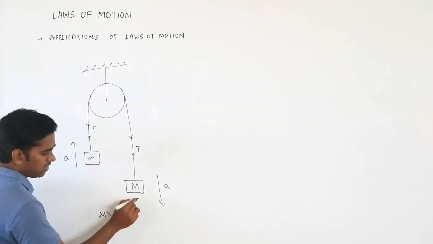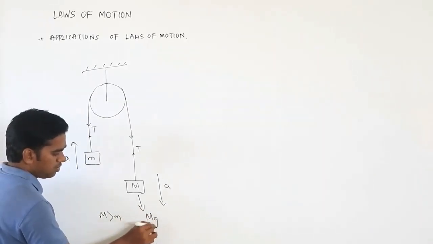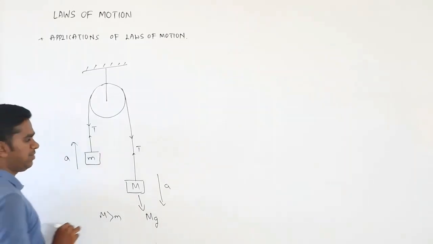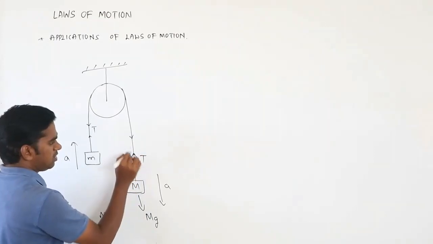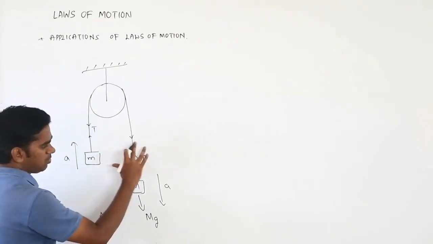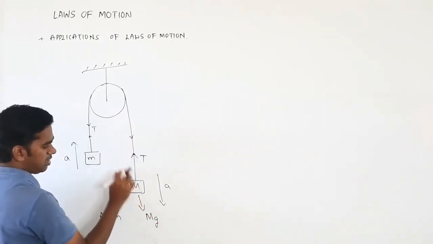What is the downward force acting here? Downward force acting is nothing but its weight. Weight is mass into acceleration due to gravity. What is the upward force here? Upward force is nothing but your tension. You are talking about only this system, so don't worry about the other direction. For this system, tension is in the upward direction.